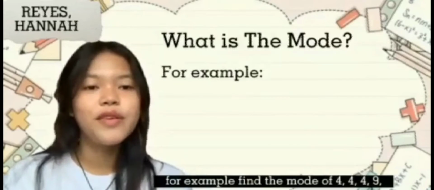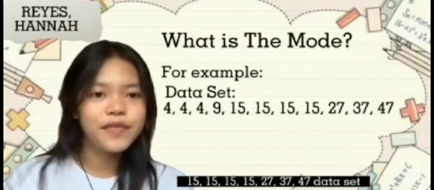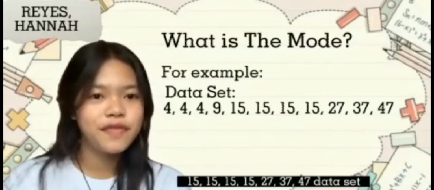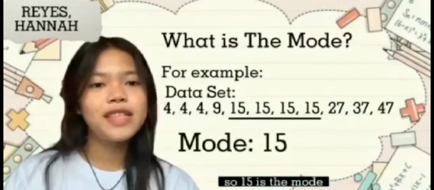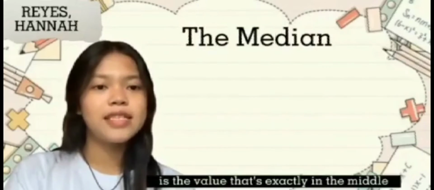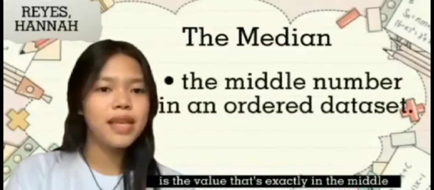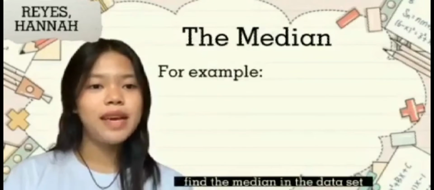For example, find the mode of the dataset 4, 4, 4, 9, 15, 15, 15, 15, 27, 37, 47. So 15 is the mode. The second one is the median. The median of a dataset is the value that's exactly in the middle when it is ordered from low to high. For example, find the median in the dataset.